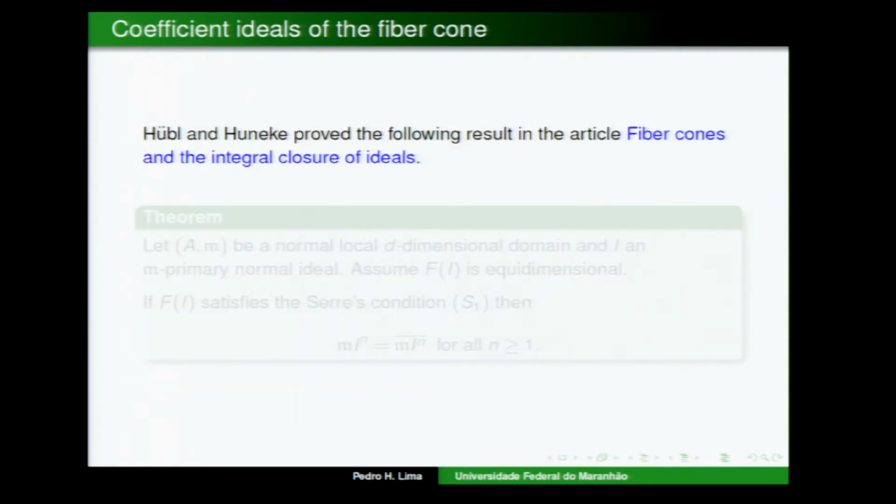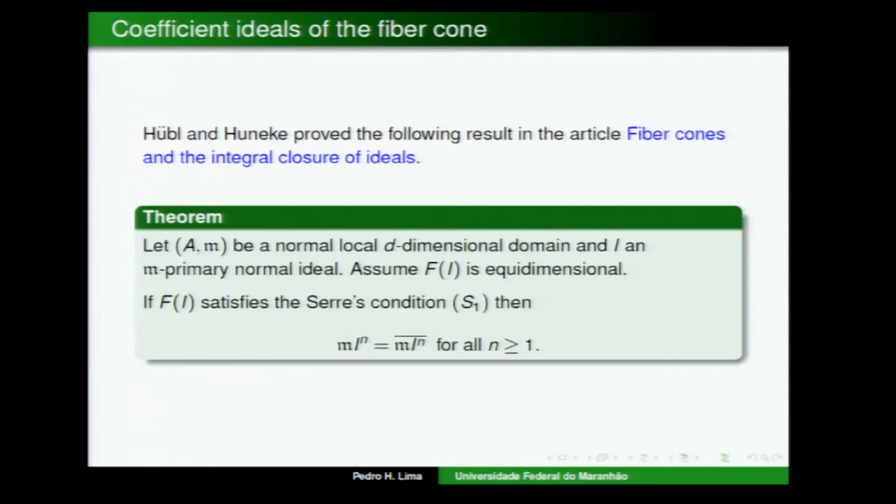Then, let's see. There is this result proved by Huneke and Hübl in the article Fiber Cones and the Integral Closure of Ideals. See that their hypotheses on A, for example, are stronger. They suppose that A is normal and also a domain, and that I is an m-primary normal ideal. Another hypothesis is that the fiber cone is equidimensional. So under these assumptions, they give a necessary condition for the Serre condition S1 for the fiber cone, through the integral closure of ideals.